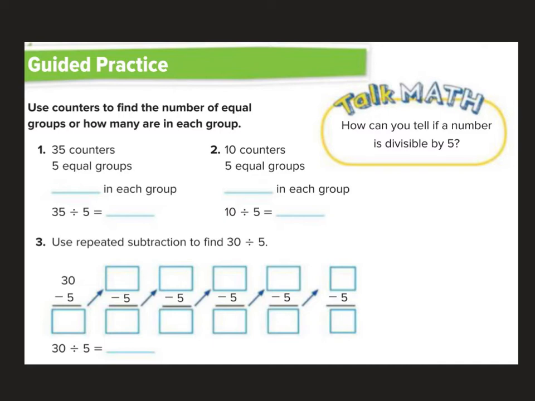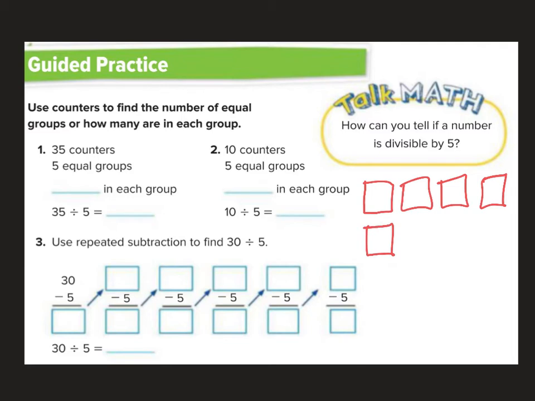Use counters to find the number of equal groups or how many are in each group. Okay, so we have 35 counters and we need 5 equal groups. So what I'm going to do is draw it over here on the side and then I can just erase. So I need 5 equal groups. 1, 2, 3, 4, 5.